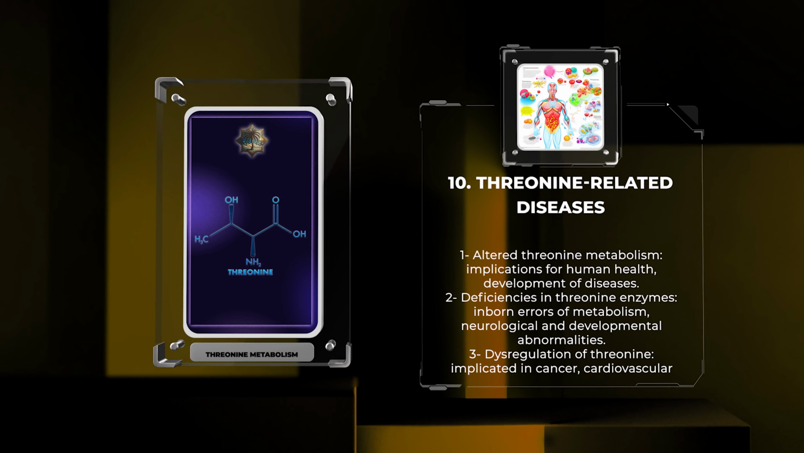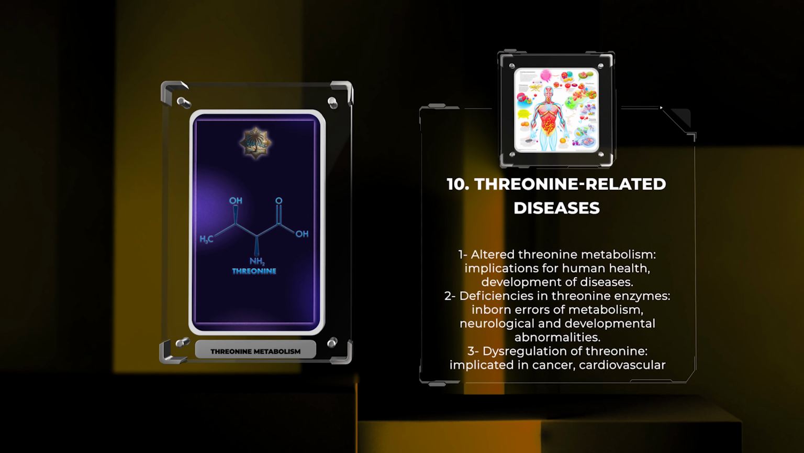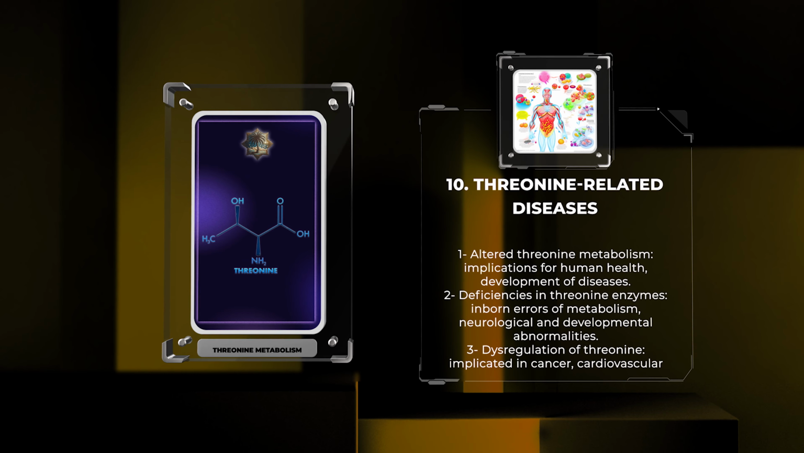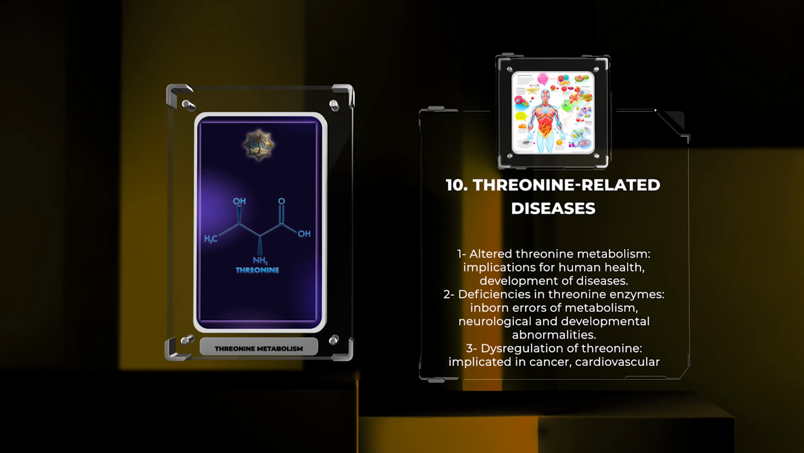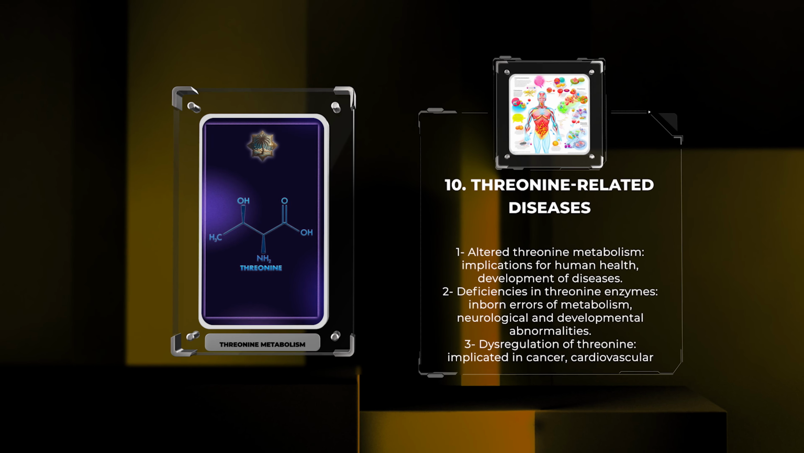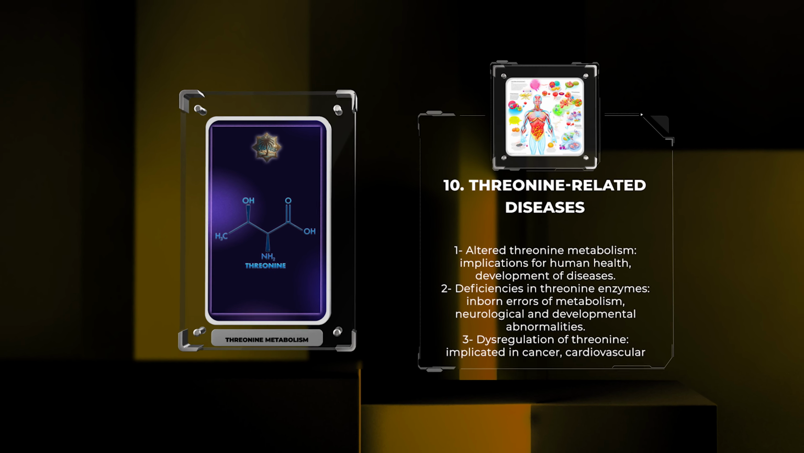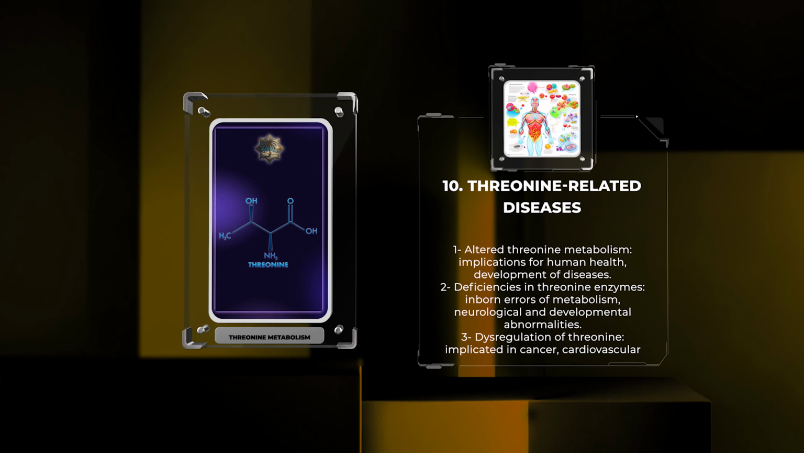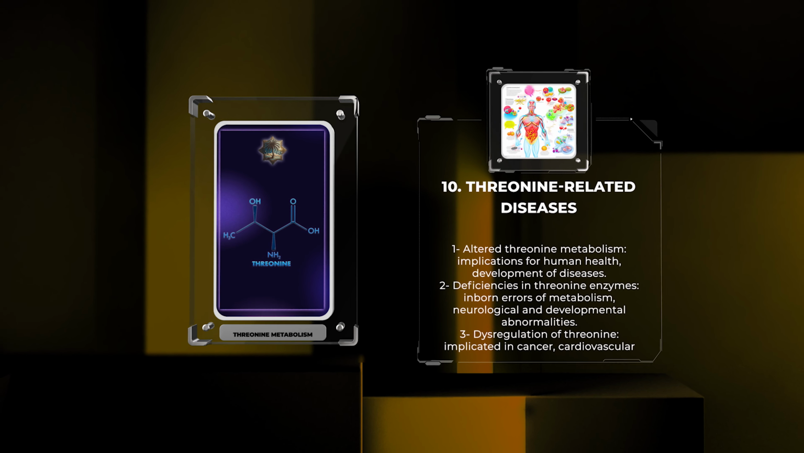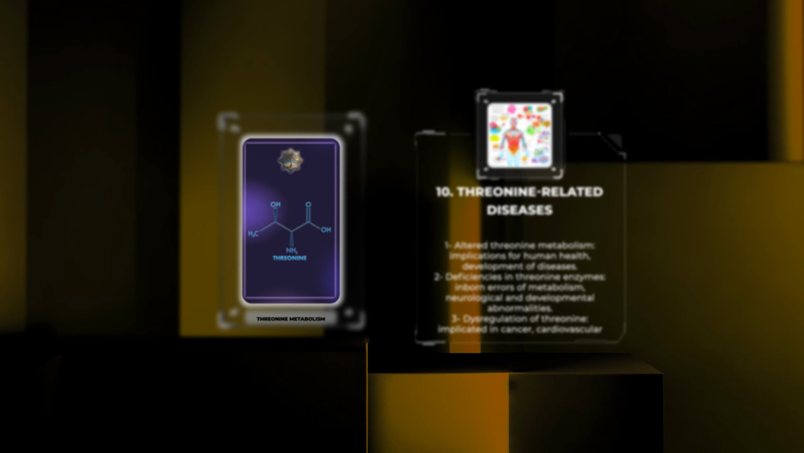Alterations in threonine metabolism can have significant implications for human health, contributing to the development of various diseases. For example, deficiencies in enzymes involved in threonine degradation or biosynthesis can lead to inborn errors of metabolism, characterized by neurological and developmental abnormalities. Moreover, dysregulation of threonine availability or metabolism has also been implicated in conditions such as cancer, cardiovascular disease, and neurological disorders. Understanding the role of threonine in disease pathogenesis is essential for developing targeted therapies.